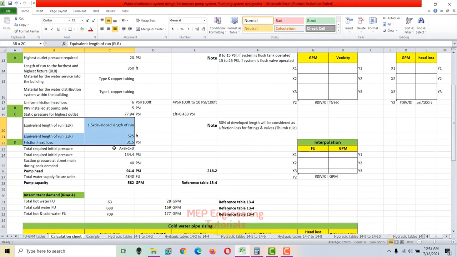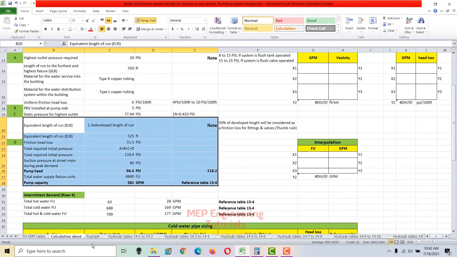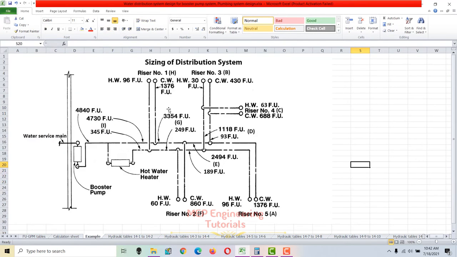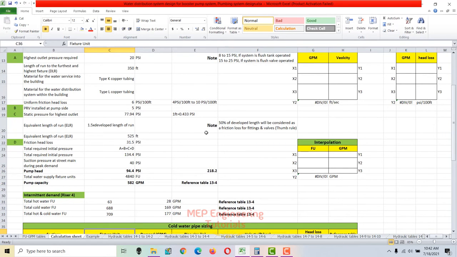Now the next thing is the equivalent length of run for this system. Equivalent length of run will be the sum of straight piping length, which you can see here, plus valves and the fittings used in this system. Since we don't know the sizes of the pipe, we use this note. We are going to use a thumb rule, that 50% of developed length will be considered as friction loss for the fittings and the valves. This is a thumb rule.